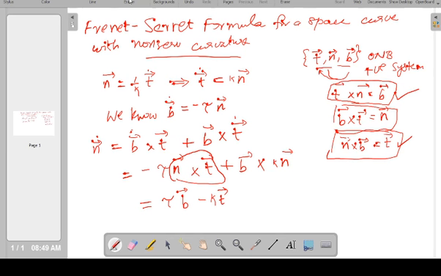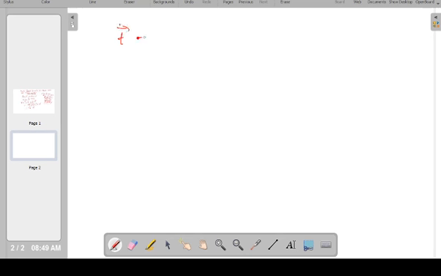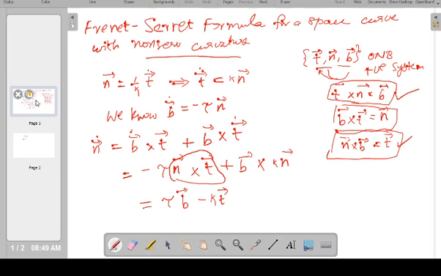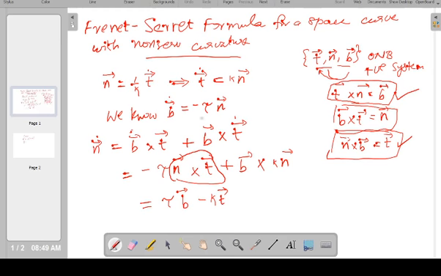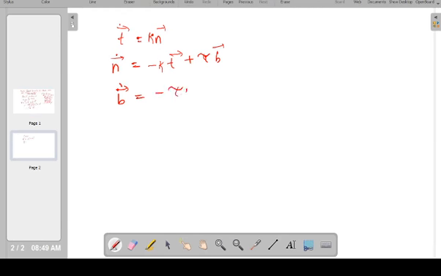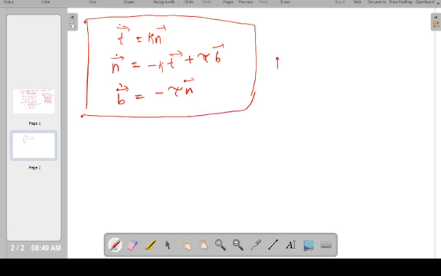So Frenet's formula says that T dot equals kappa n, n dot equals minus kappa T plus tau B, and B dot is minus tau n. This is known as the Frenet-Serret formula.